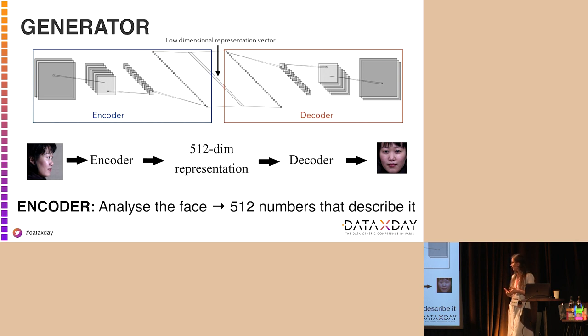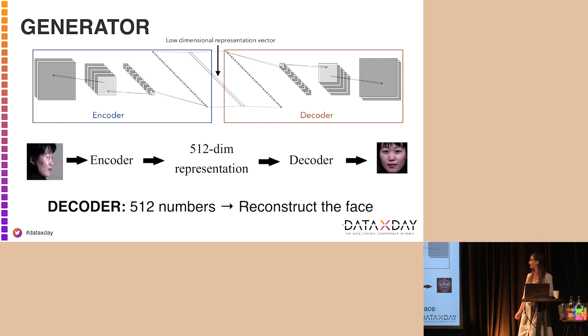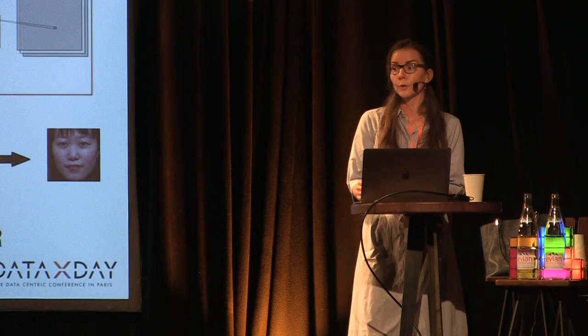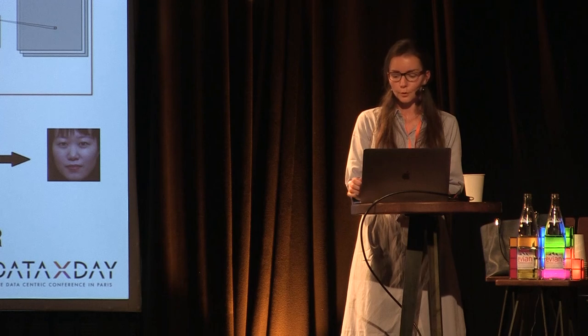So we analyze the face. We come up with 512 numbers. And this is the part that's called the encoder. Now we have a second part that's called the decoder that is going to take the 512 numbers and use them to reconstruct the face, but at a different angle. So that's the output that it produces. And together, the encoder and the decoder make up the generator. So this is a rather general kind of architecture that works for a wide range of computer vision problems.